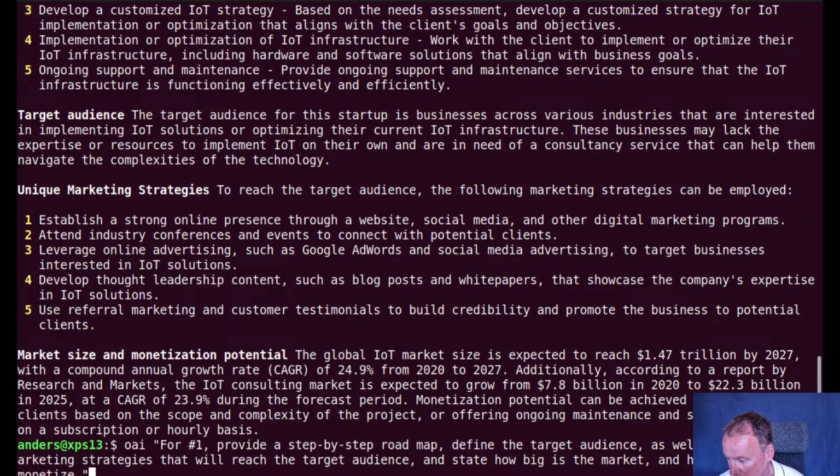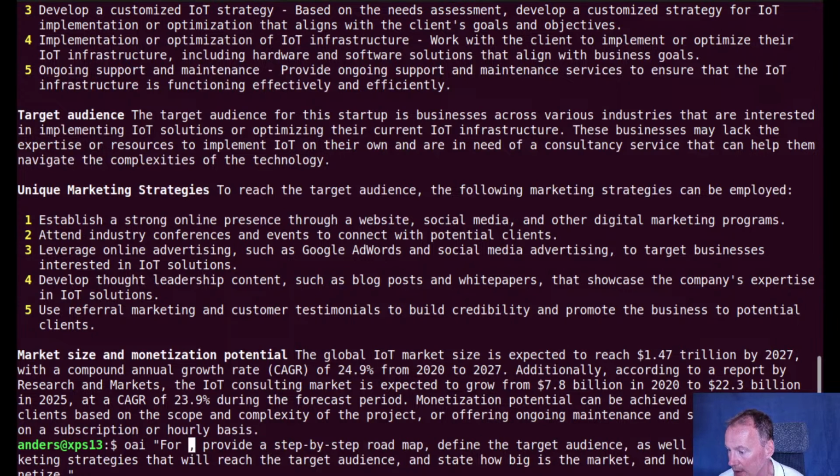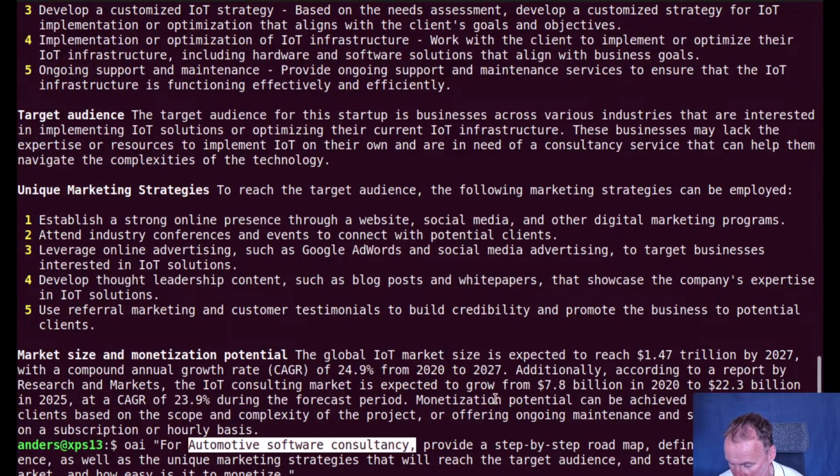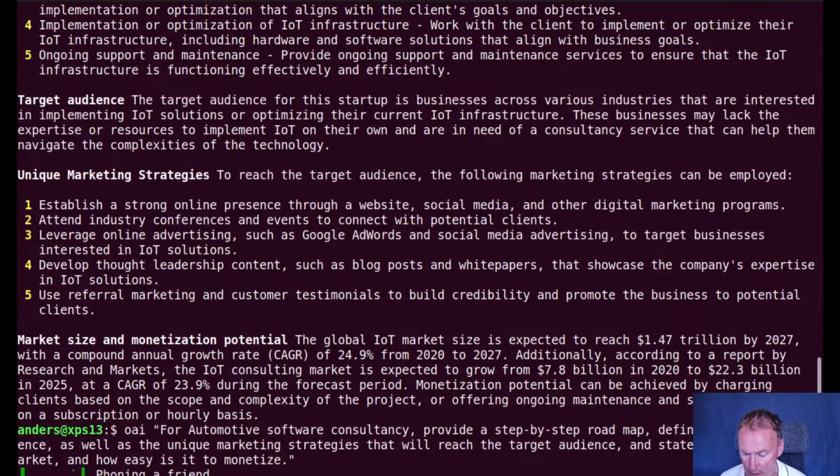And for this one, I can't do just the number one, because then it will take that one. We need to take the name. Automotive software consultancy. And let's see where this leads us.